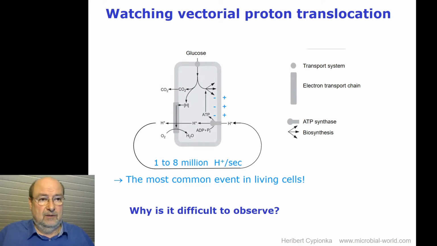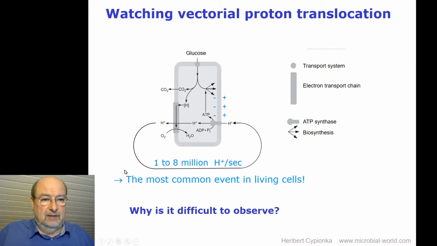And a cell like E. coli is shuttling across the membrane 1 to 8 million protons per second. This helps to generate ATP. This is vectorial proton translocation. This is the ATP synthase.